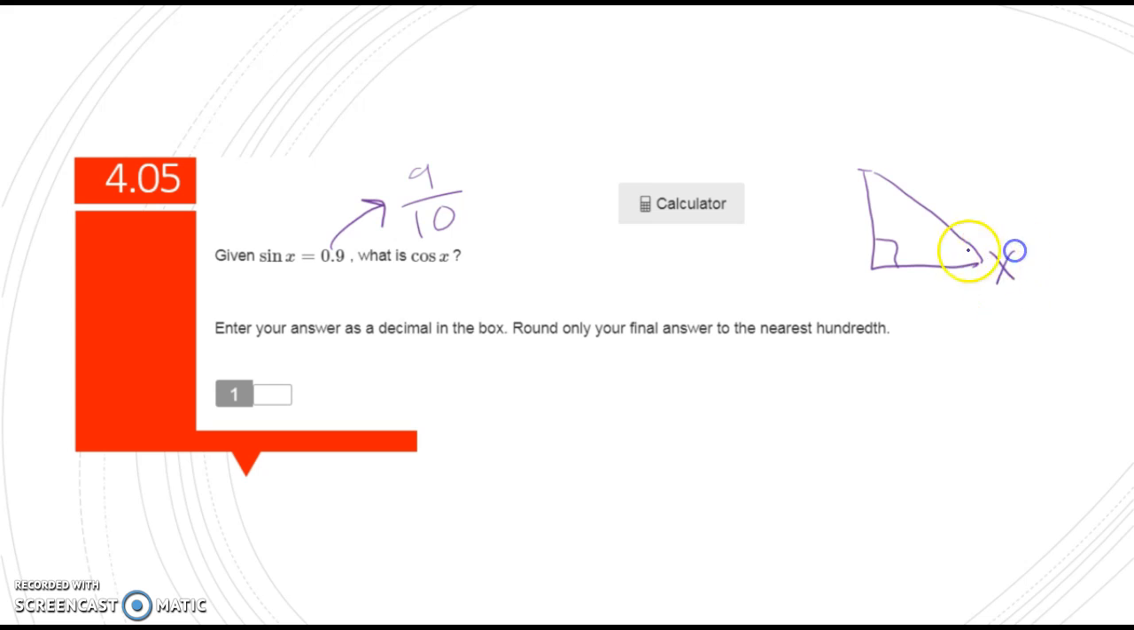This is angle x here. Opposite side is 9. Hypotenuse is 10. I'll call this A since we're calling the angle x. We don't know this leg, but we need it to find cosine because cosine is adjacent over hypotenuse. We know hypotenuse is 10, but we need to find the adjacent side.